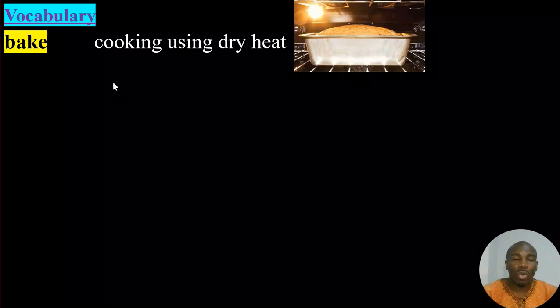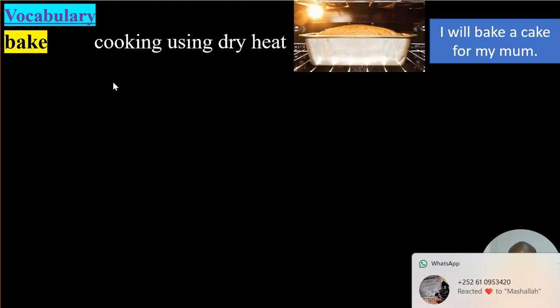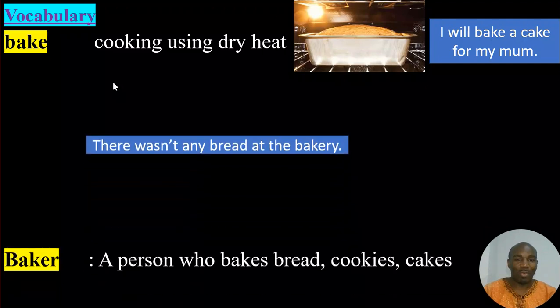So bake here is a verb. Let us look at one simple example. I will bake a cake for my mom. Yes, if your mommy's birthday is very soon, or if you want to celebrate your mom, you can simply bake a cake for her. By the way, once you have an oven or a microwave, you can bake anything. I love baking.